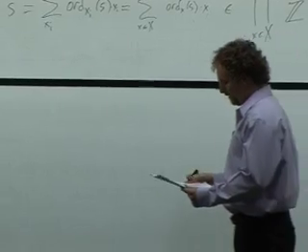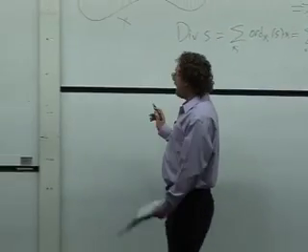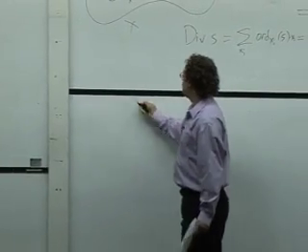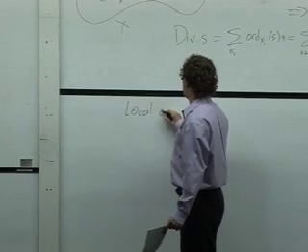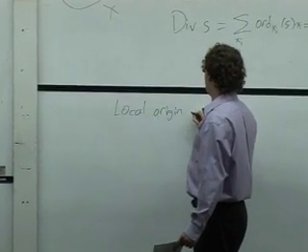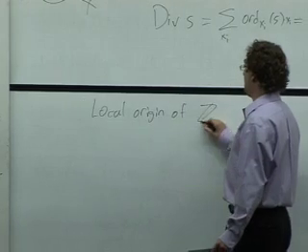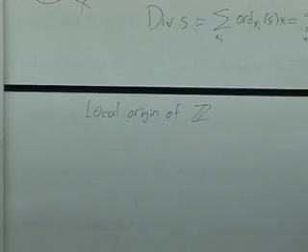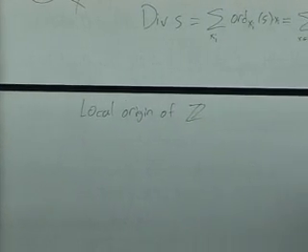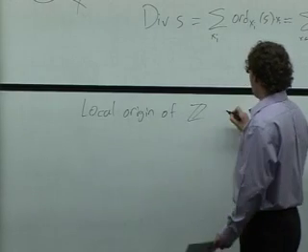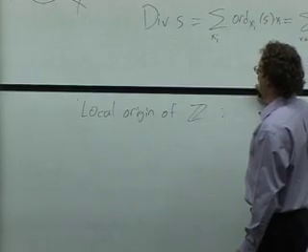But now, let me try to say, what is the local origin of this divisor, or in particular of this Z? Why do we have a Z at each point? Where did this Z come from? And the way the Z came about is I want to think of the Z in the following way.